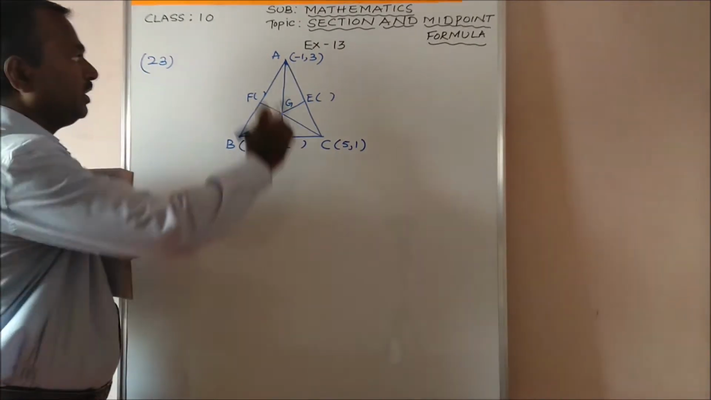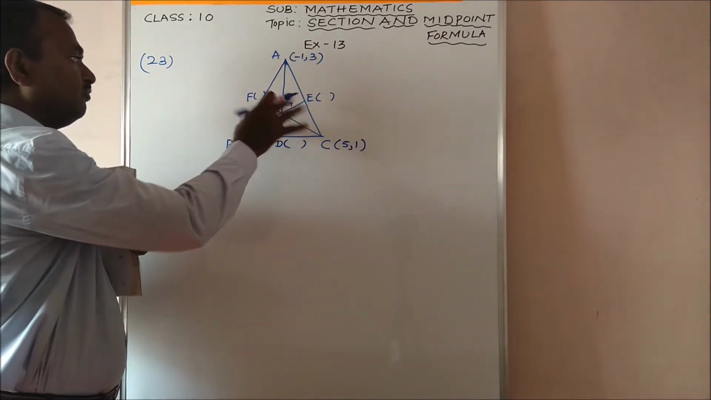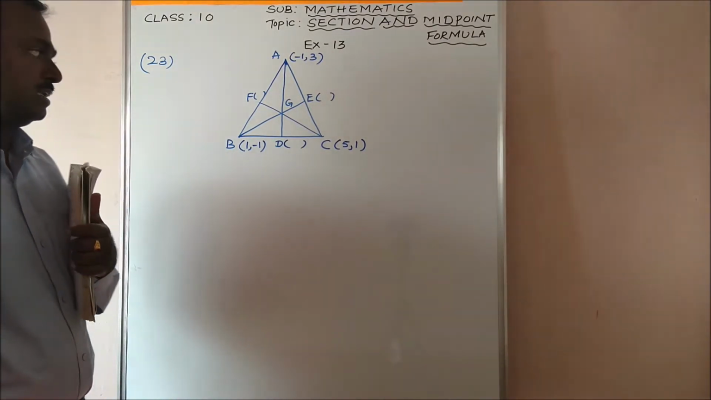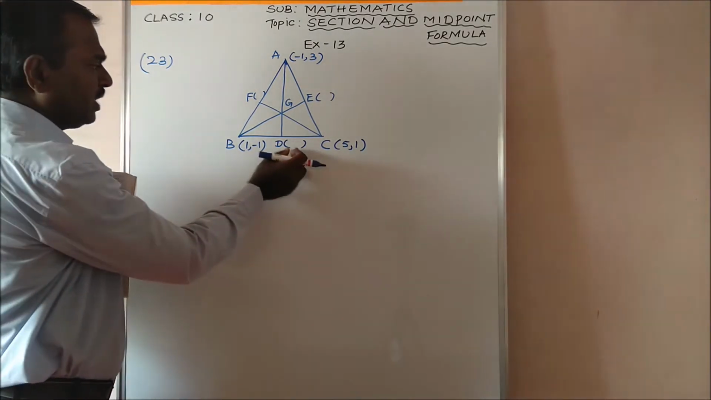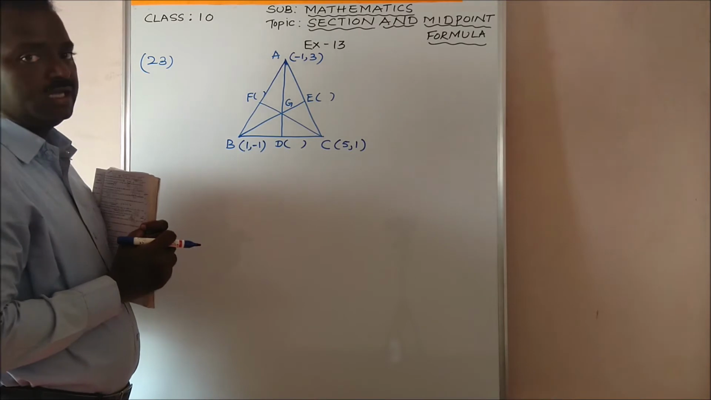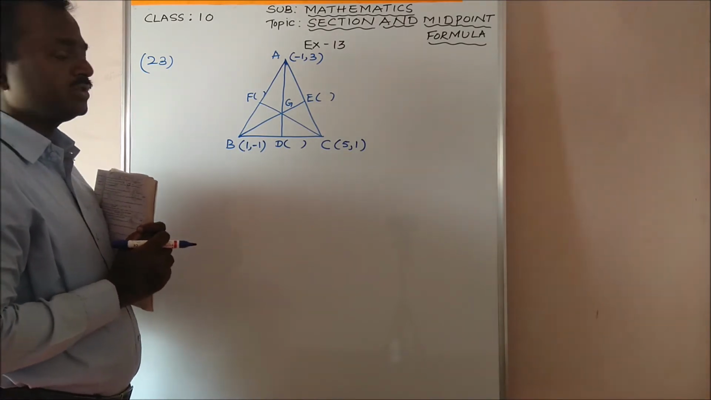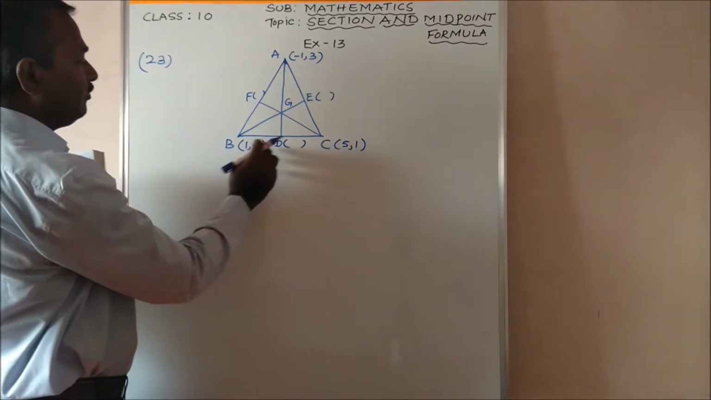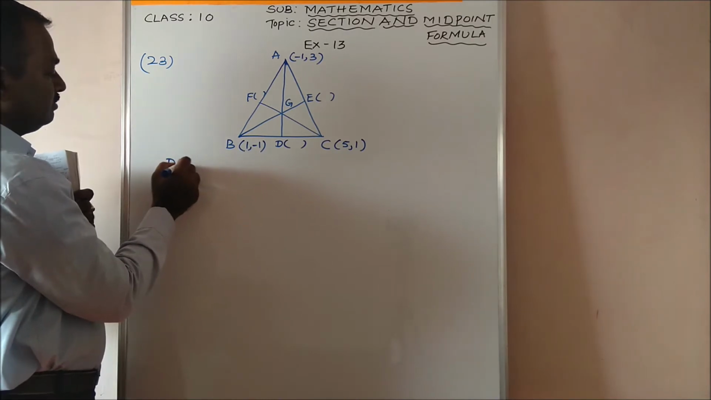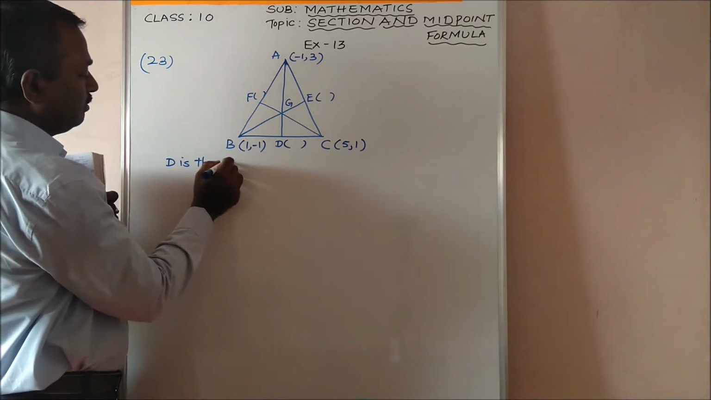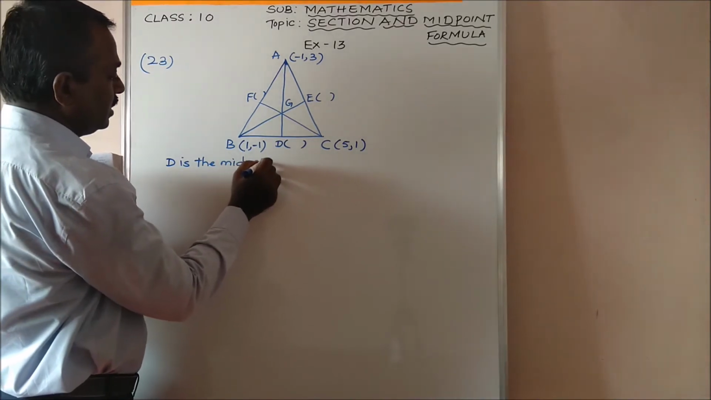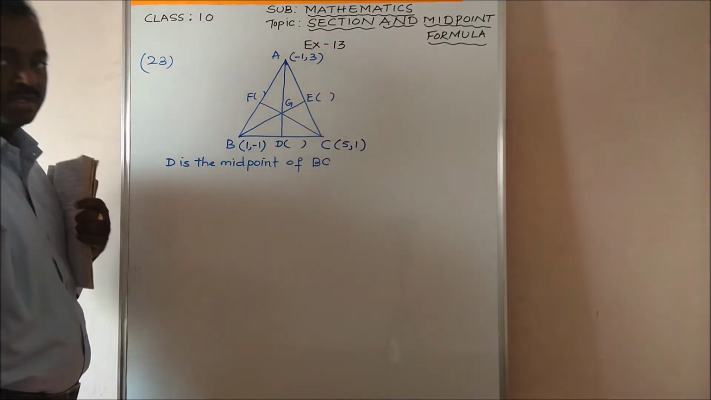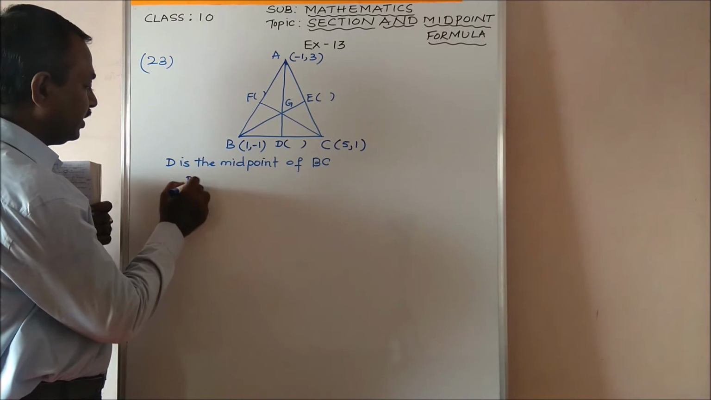That means we have to find the length of AD, the length of BE, and the length of CF. Before finding the length, we have to find the coordinates of D, E and F. How to find them? First, D is the midpoint of what? BC. D is the midpoint of BC. Therefore, you have to use the midpoint formula.